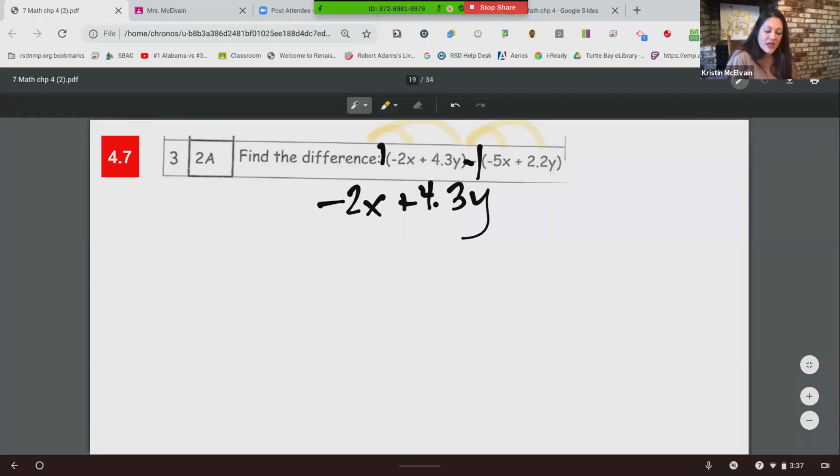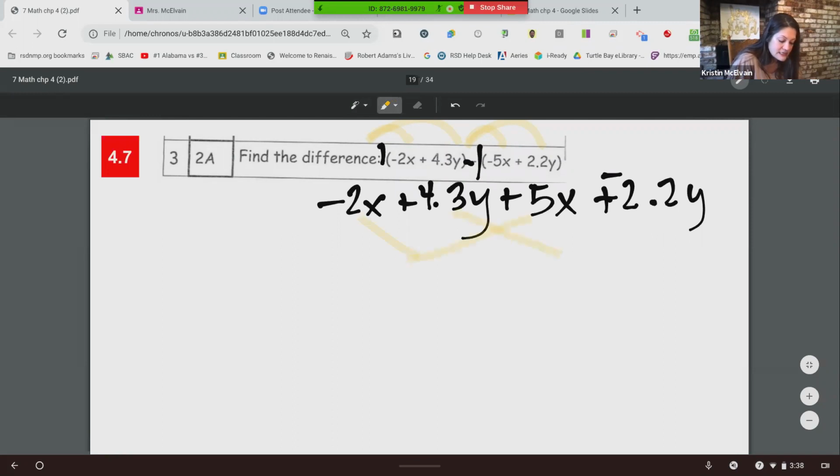4.3y. Okay, so now these next ones, I have a negative 1 times negative 5x. Negative times a negative is a positive, so that gives us plus 5x. Okay, and then we have negative 1 times 2.2y, which that is negative times a positive is a negative, and of course we add the opposite. Okay, so now at this point, we're going to combine like terms. Okay, so I see 2 items that have an x and 2 that have a y. So let's combine those.